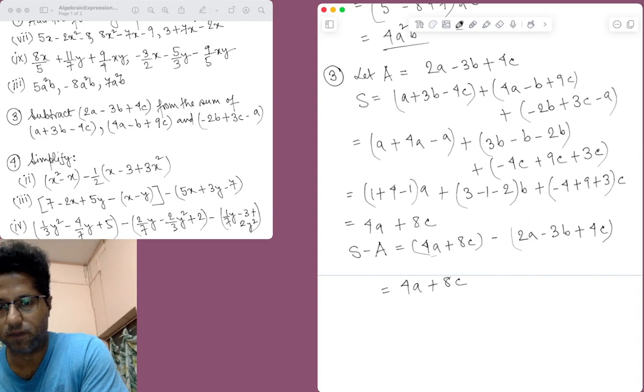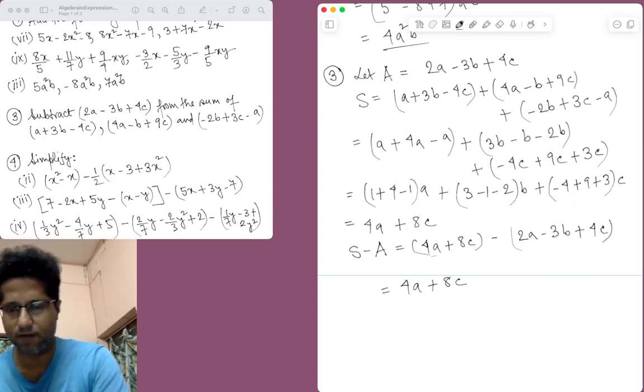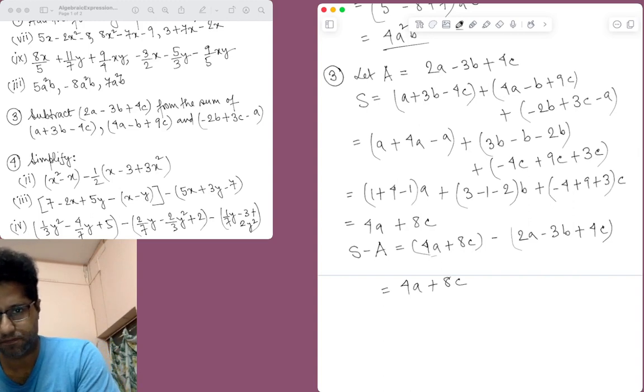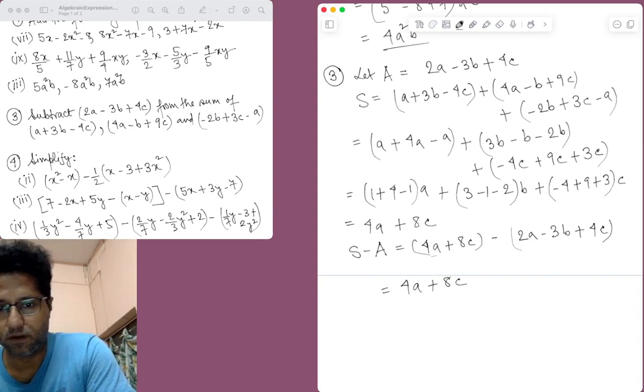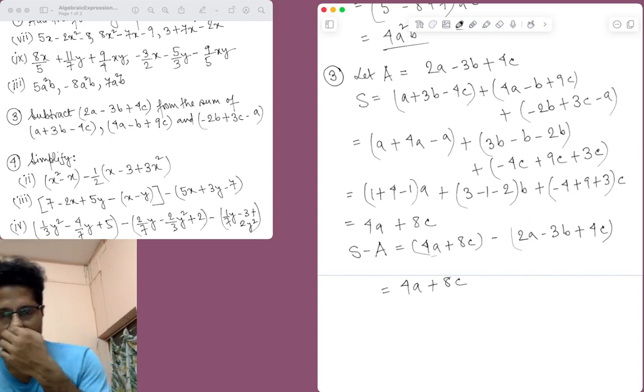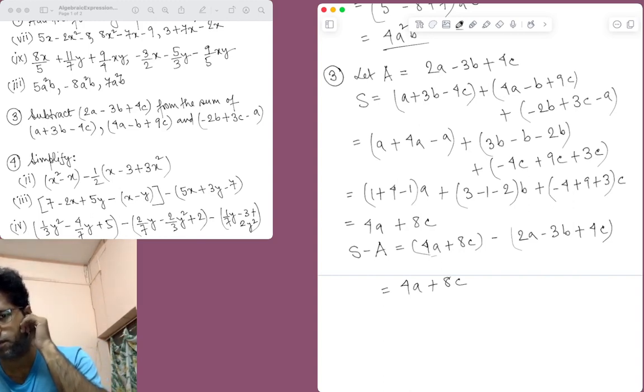So when we open the grouping of 4A plus 8C, we can open it because before it we have plus. The first term is always positive. In S minus A, S is assumed to be positive. So without any changes, we can open the grouping of 4A plus 8C.